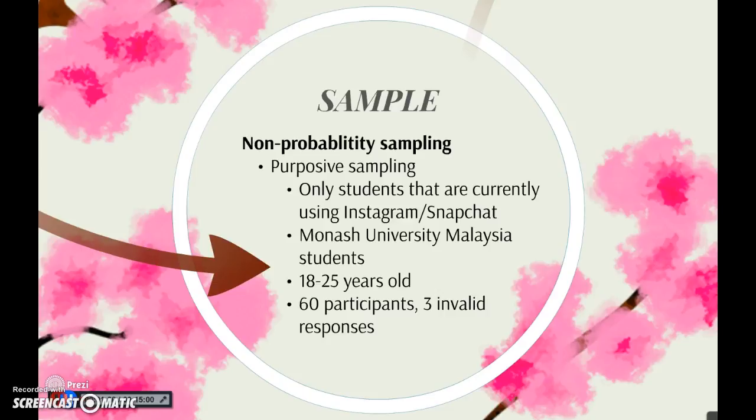Our sample consisted of Monash University Malaysia students aged 18 to 25 years old, and we had a total of 60 participants that responded to our survey, consisting of both female and male. However, we did have 3 invalid responses where the survey answers were incomplete, thus we only had 57 valid responses that could be analyzed.